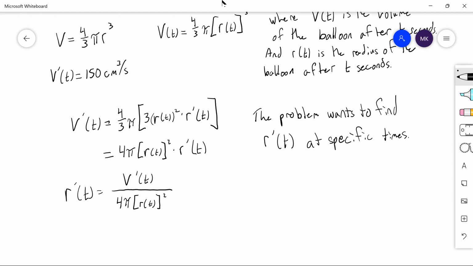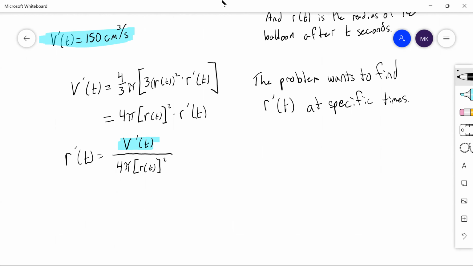Everyone see how we did that, right? Just dividing by the 4 pi r of t squared. So now we can answer our question. At this point, it becomes very simple. We plug in the fact that v prime of t is 150 cubic centimeters per second, and so we get that r prime of t is equal to 150 divided by 4 pi and r of t squared.